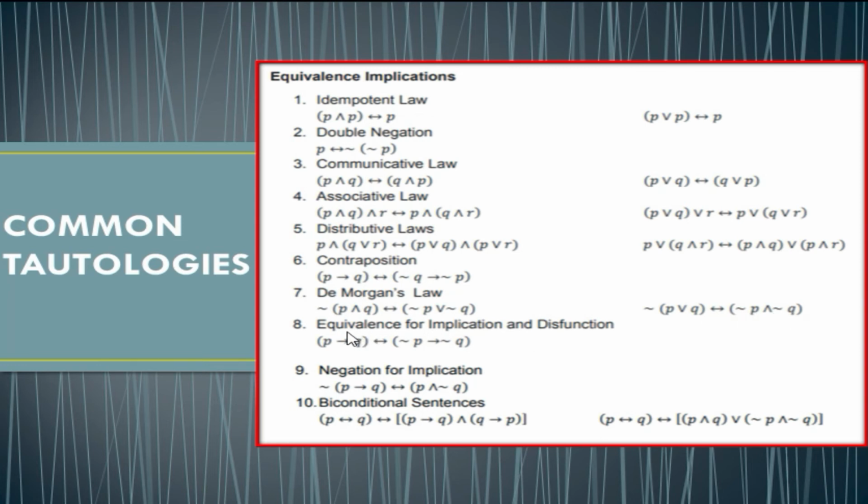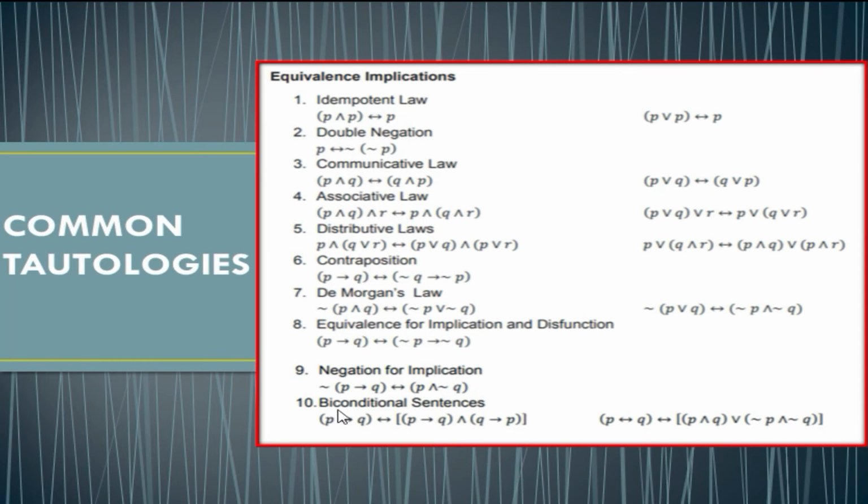The eighth one is equivalence for implication and disjunction. P implies Q if and only if not P or Q. The ninth one is negation for implication. The negation of (P implies Q) if and only if P and not Q.